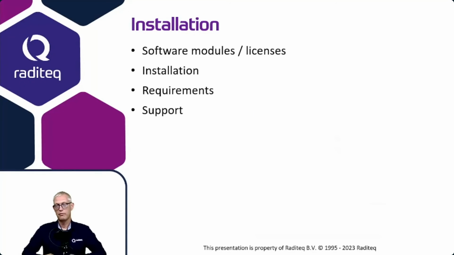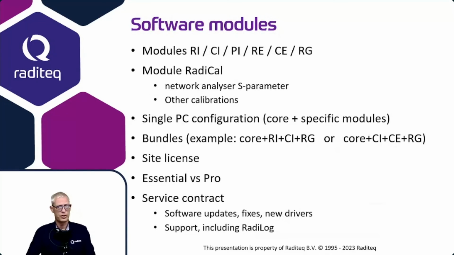So this is a very brief overview of RadiMation. I still would like to explain a little bit about what we normally do during an installation, which software modules we have. The modules that we provide are RI, radiated immunity, CI, conducted immunity, radiated emission, conducted emission, and the report generator.